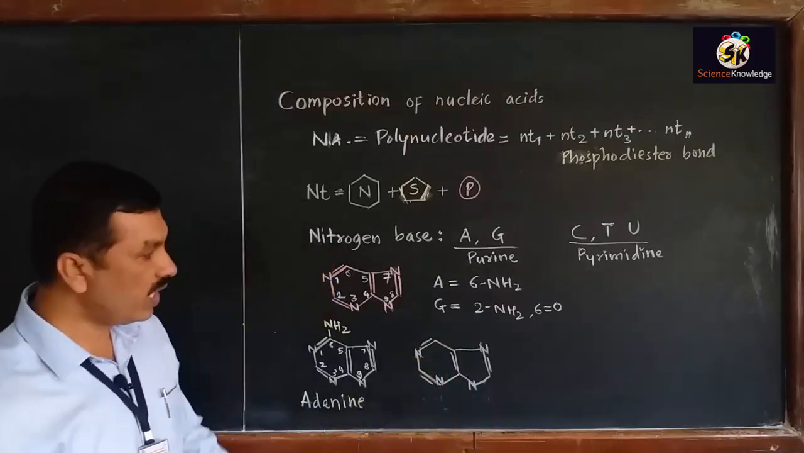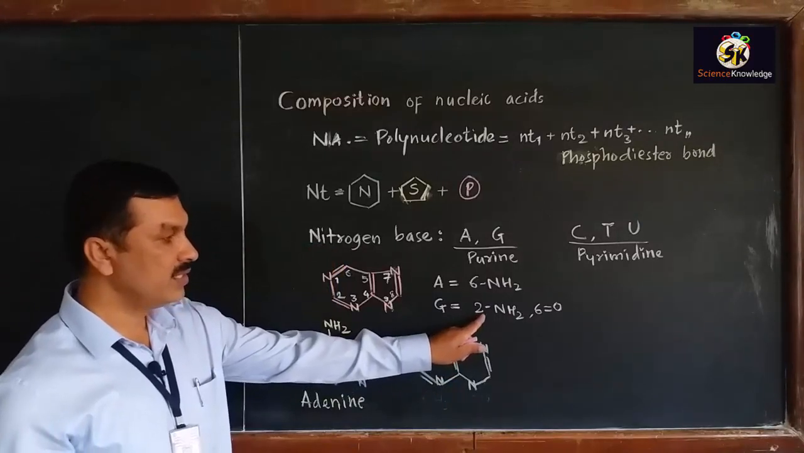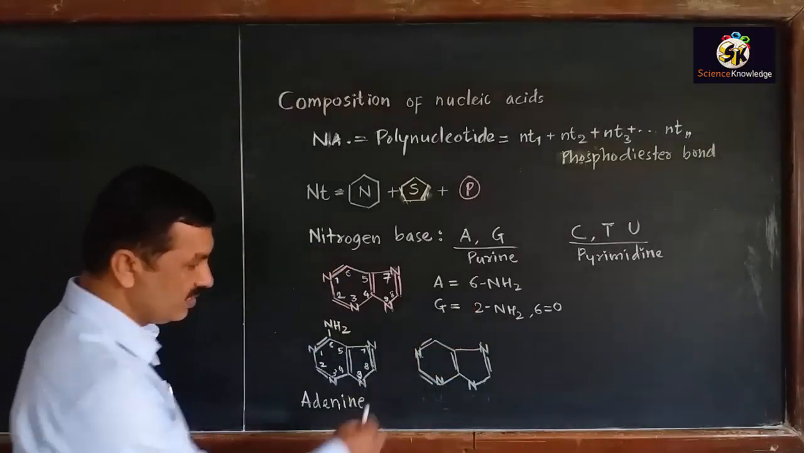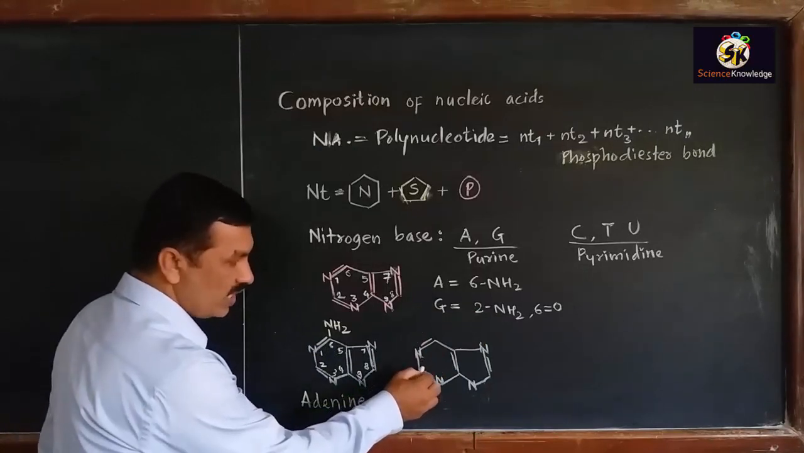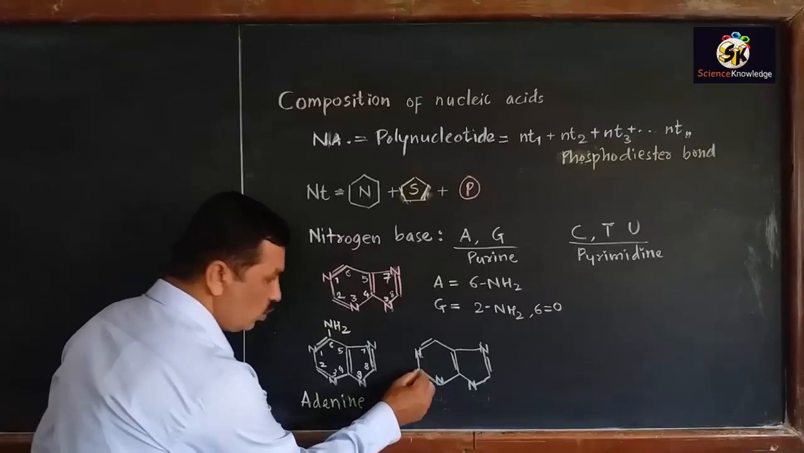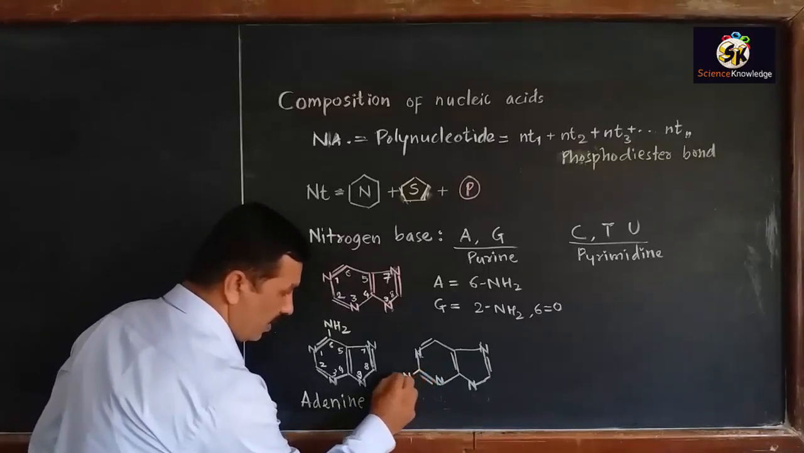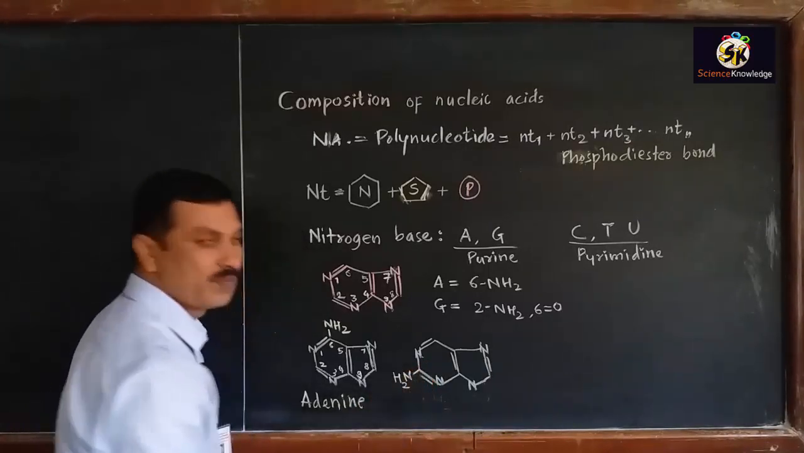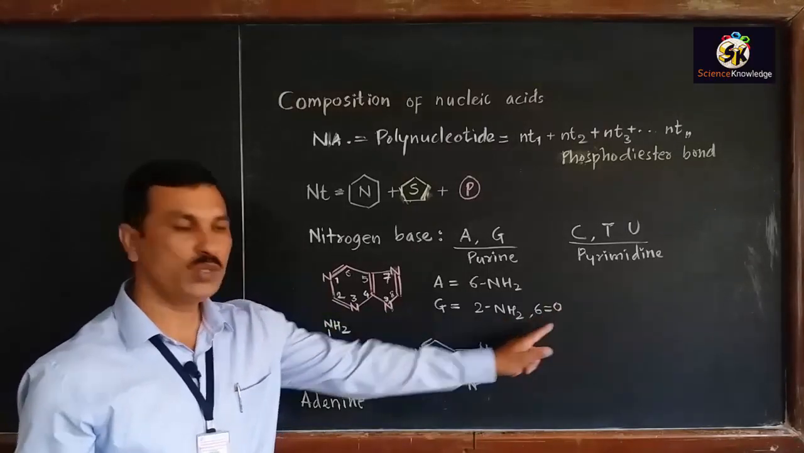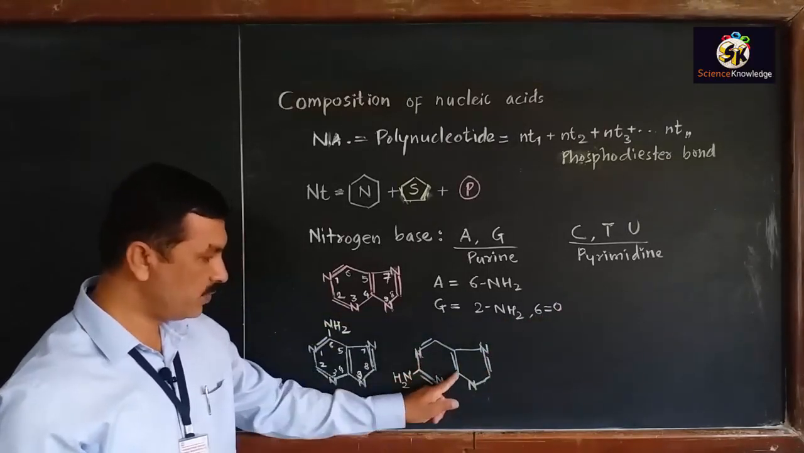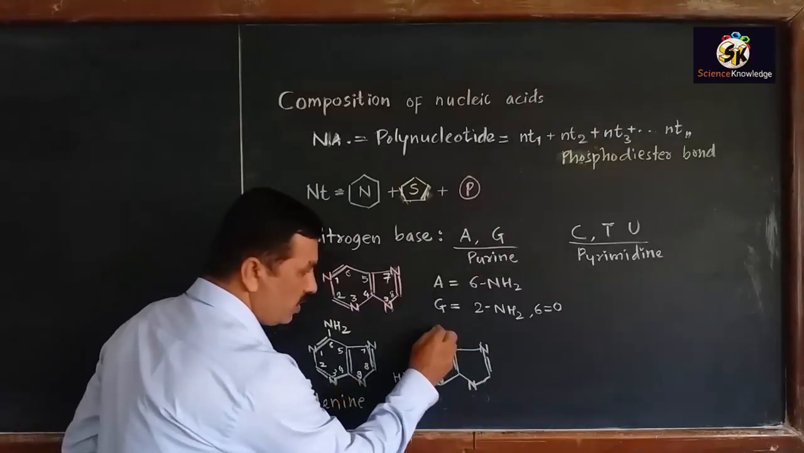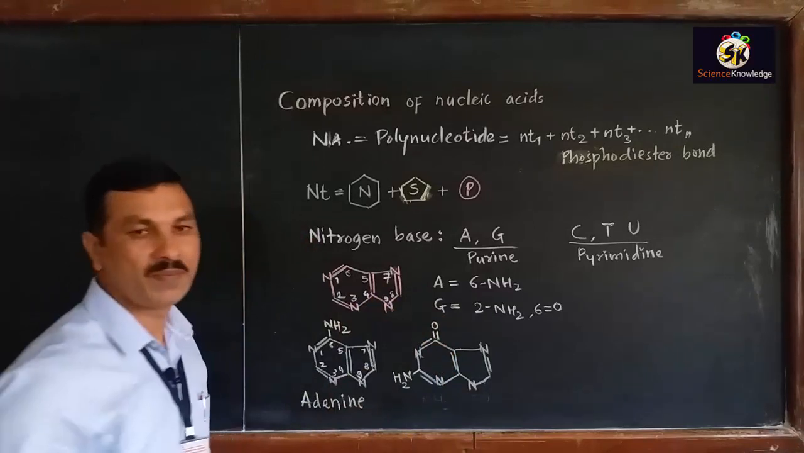Now what we have to add? We have to add NH2 at position number 2. So position number 2, where is it? 1, 2. So at position number 2 we have to add NH2. Similarly at position number 6 we have to add a double bond O. 1, 2, 3, 4, 5 and 6. So here we have to add a double bond O.